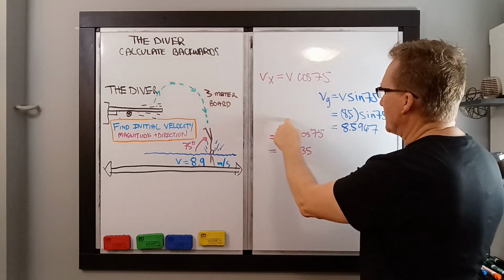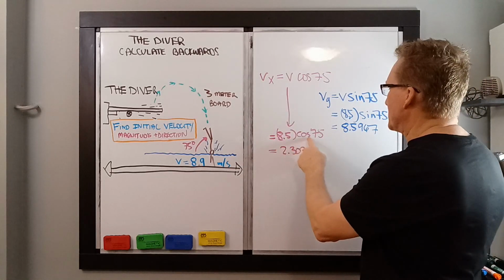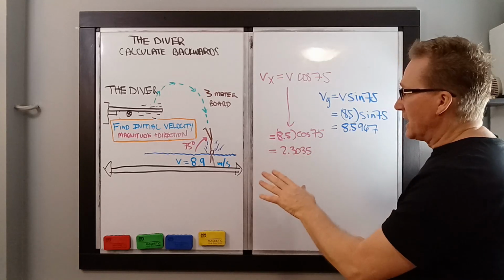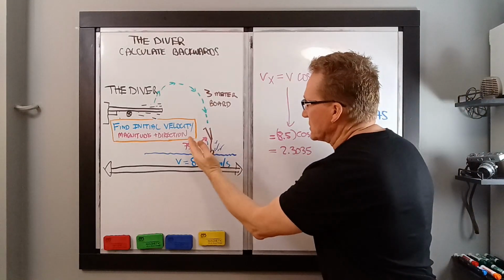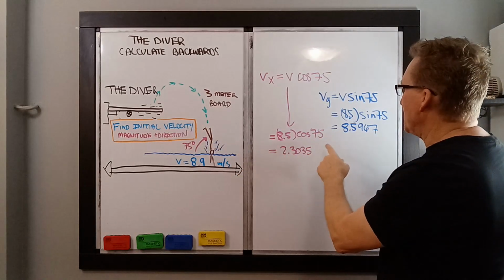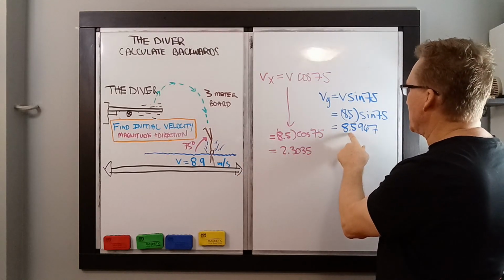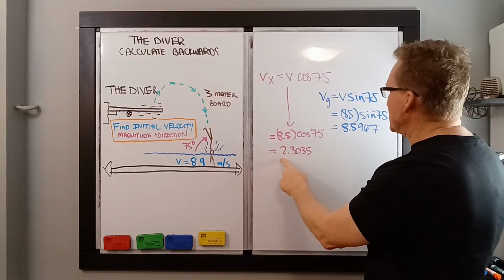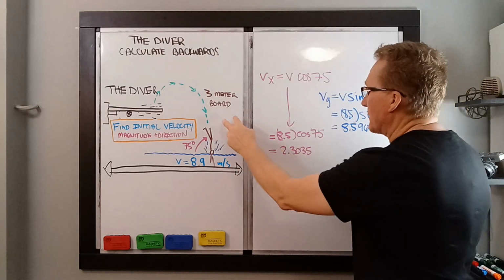And the same thing here for the cosine, 8.5 times cosine 75, the answer is 2.3035. As you notice, since the elevation is pretty close to 90 degrees, it's pretty close to straight up and down, the one that's going to be the bigger one is going to be the y component, because you have more of the y component in there. So this sort of makes sense. I'm going to take these two values and write them in there.